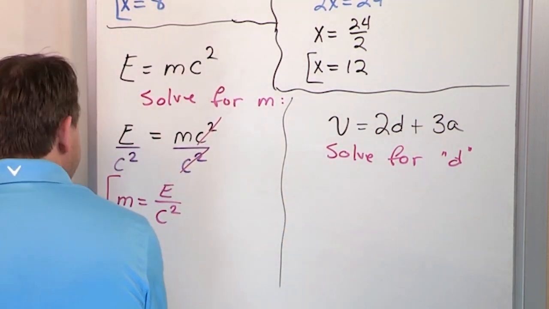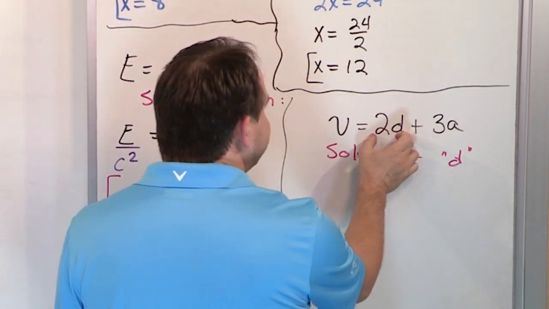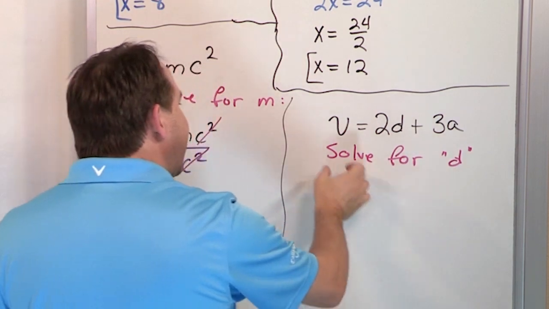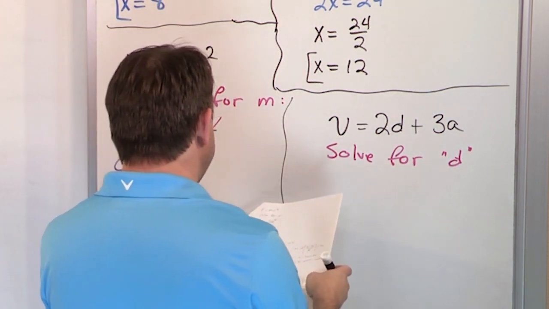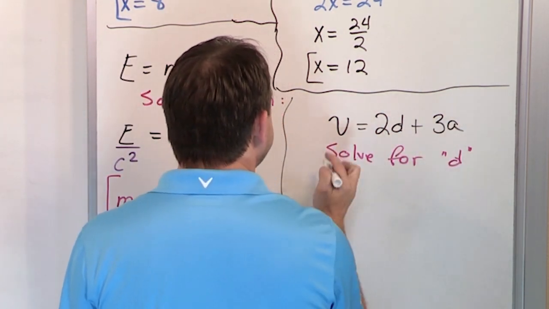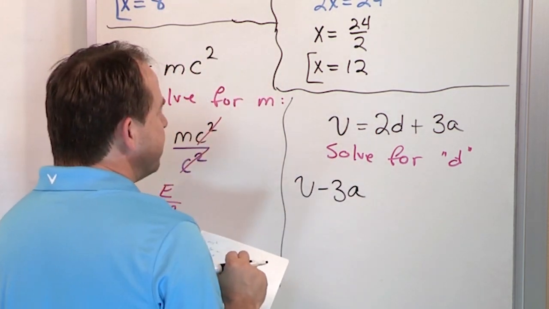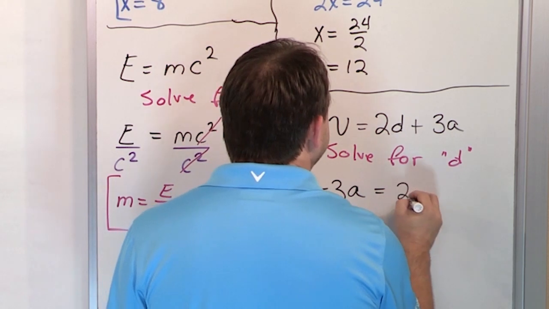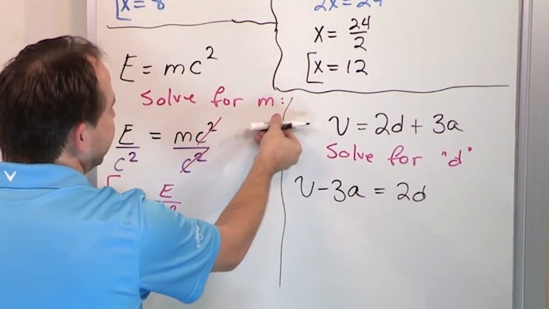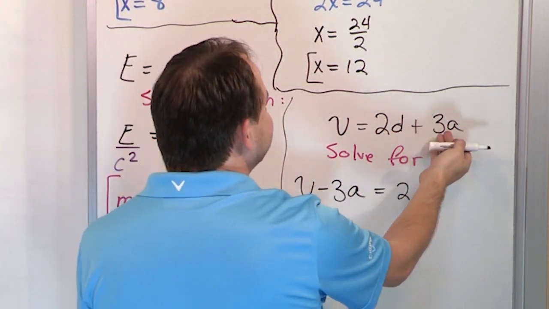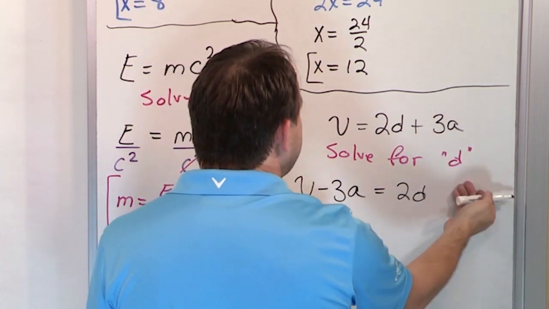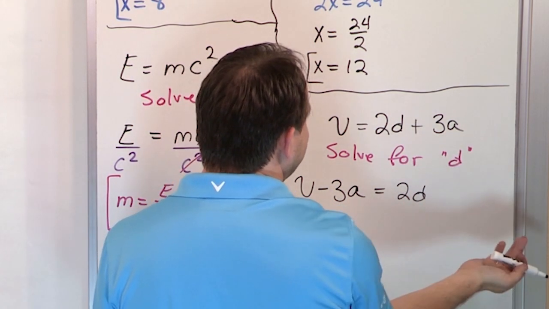So you follow the rules of algebra. I'm going to deal with the 2d last. I'm going to move the 3a to the other side. So I do that by subtracting 3a from both sides. So on the left, I'll get v minus 3a. On the right, I'm just going to have 2d. To go from this step to this step, I just subtracted 3a from the right, meaning it got rid of it, disappeared, because it subtracts to 0.